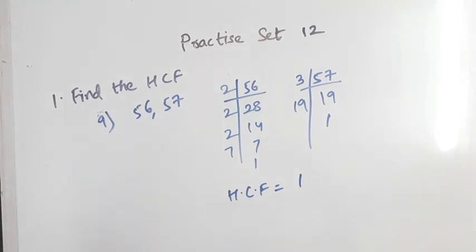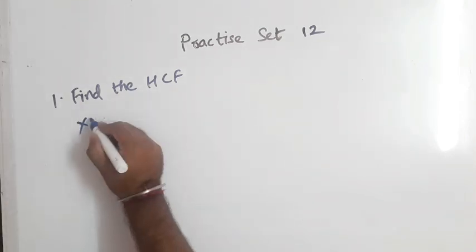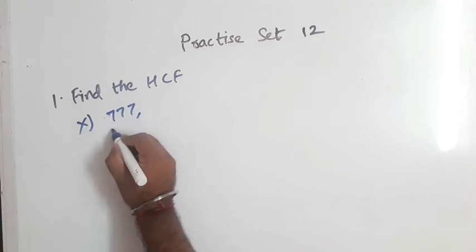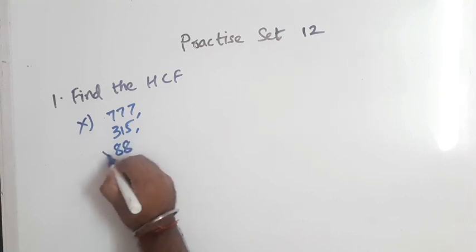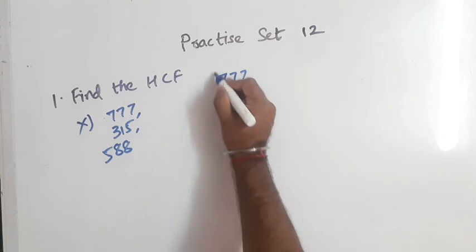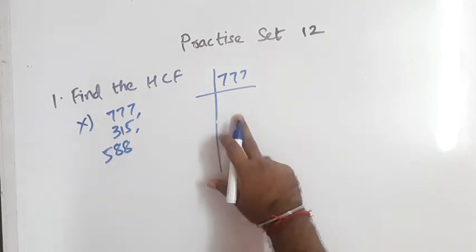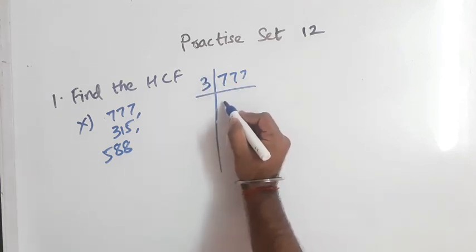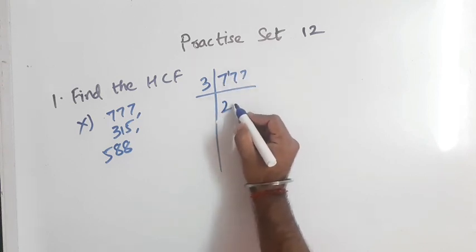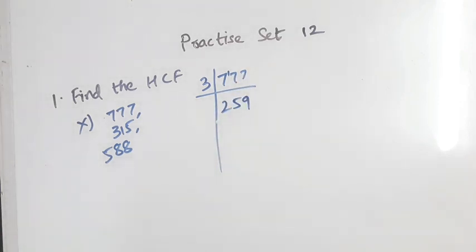Okay. Then 10th one, we have to find the HCF of these three numbers 777, 315 and 588. So I'll take this first. 777, I cannot take 2 but I can take 3. 7 3s are 21, so I can take 3. 3 2s are 6, 1 remains, this becomes 17. 3 5s are 15, 2 remains, 3 9s are 27.